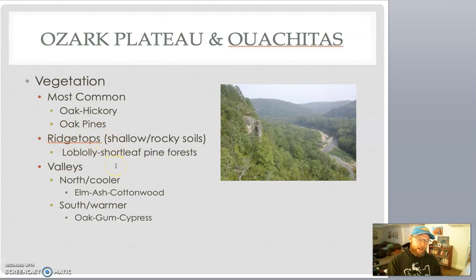And then down in the valleys, of course, we've got water that's going to be more available. And so then we get our species that can tolerate and like those flooded conditions. So elm ash cottonwoods are really common. And then in the warmest places, we do find some oak, gum, and cypress forest showing up as well.